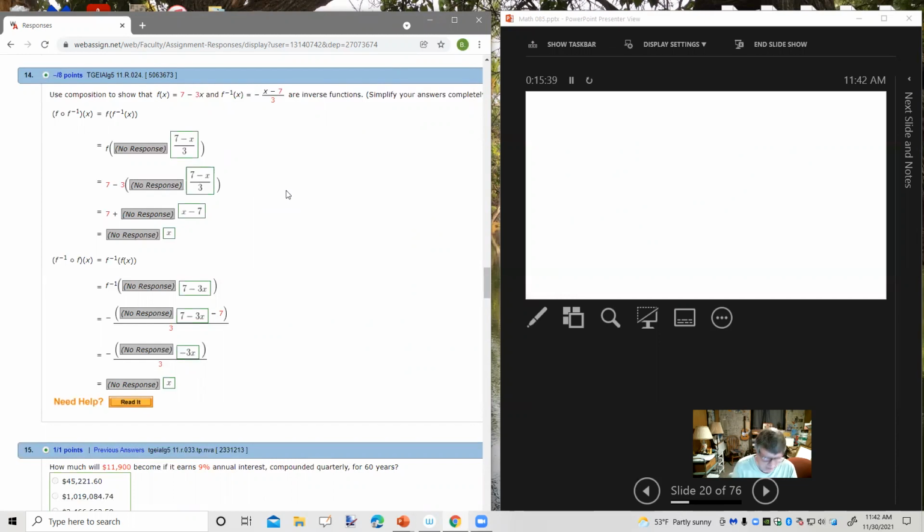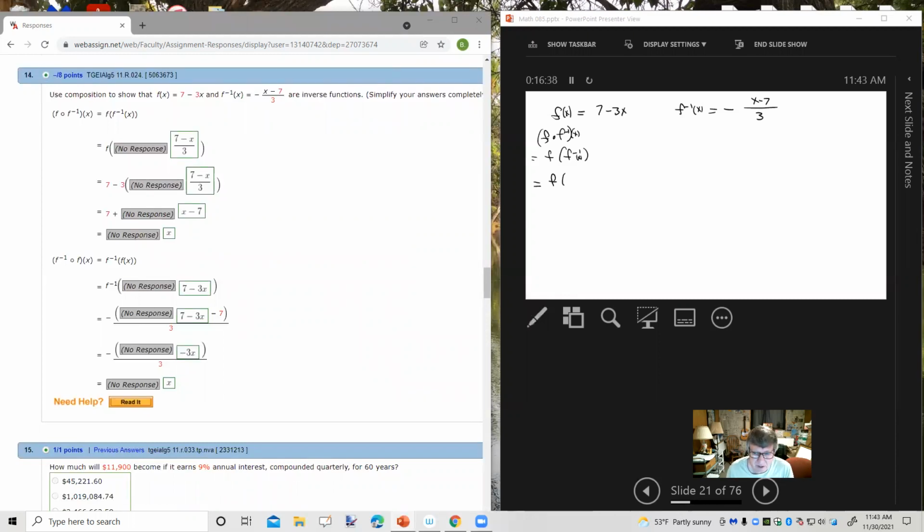So we're going to take f of x, which equals 7 minus 3x, and f inverse of x equals negative the quantity x minus 7 over 3. We're going to compose them in both directions. Recall that if f composed with f inverse of x equals f inverse composed with f of x, and they both equal x, that shows that they are inverse functions. All right, so first of all, we want to take f composed with f inverse of x, which is f of f inverse of x. So we've got f of the quantity negative the quantity x minus 7 over 3.